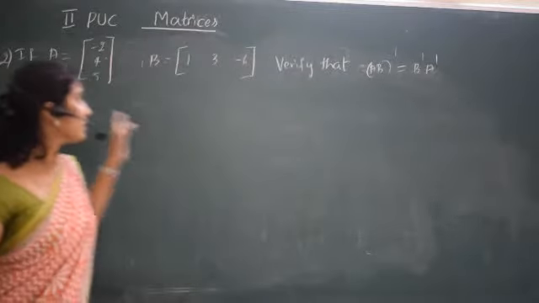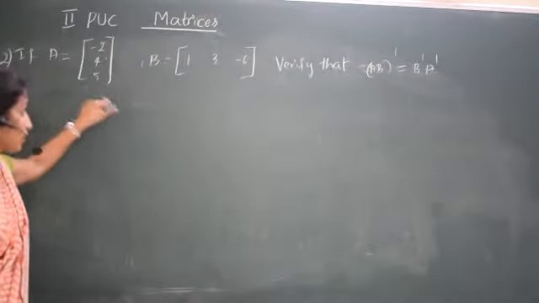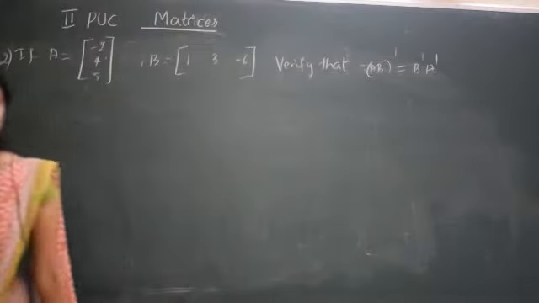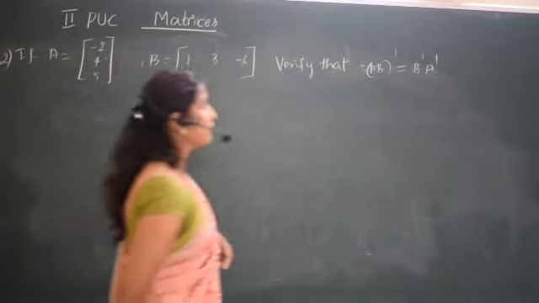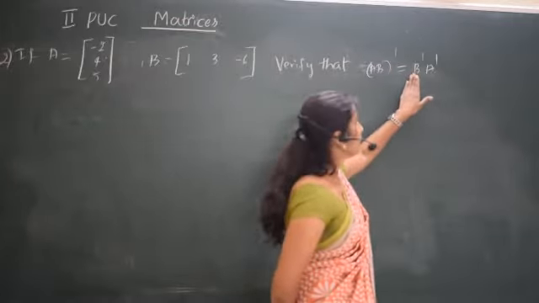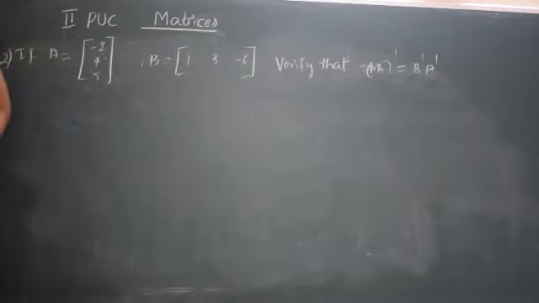The next problem is, if A is a column matrix with entries minus 2, 4, 5, and B is a row matrix, verify that AB whole transpose is equal to B transpose into A transpose. So first we have to calculate AB, then its transpose, after that B transpose, then A transpose. One more thing, this problem is very important for 5 marks.